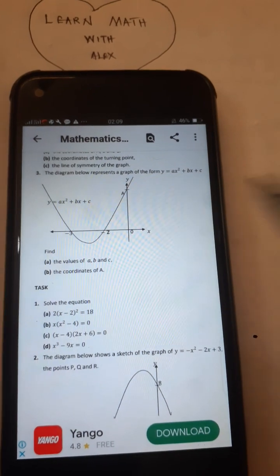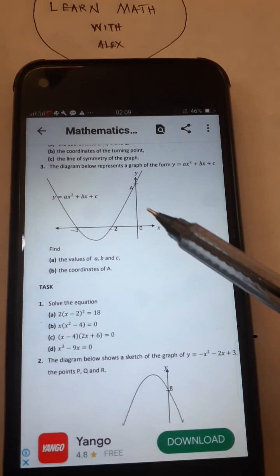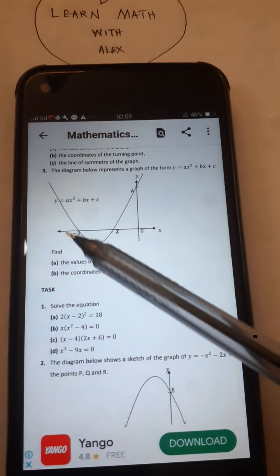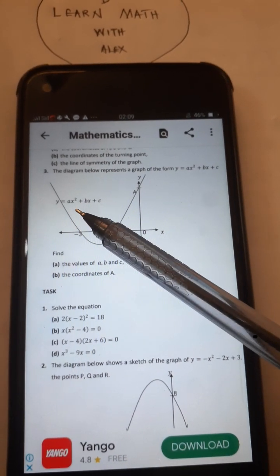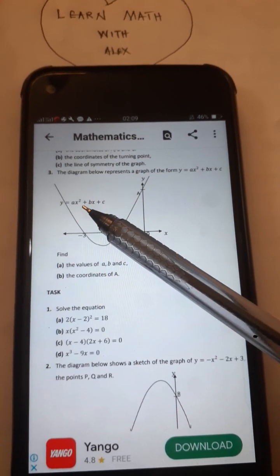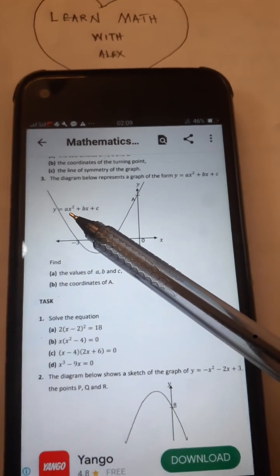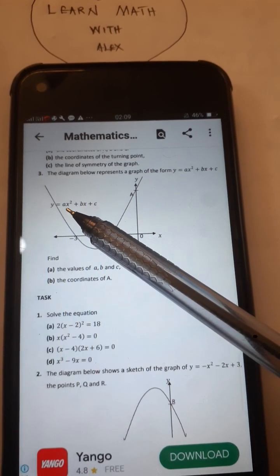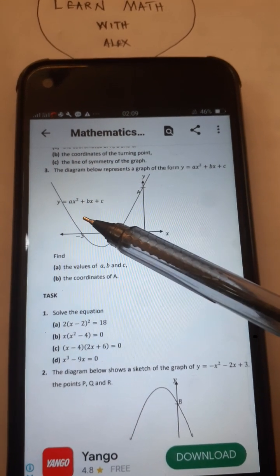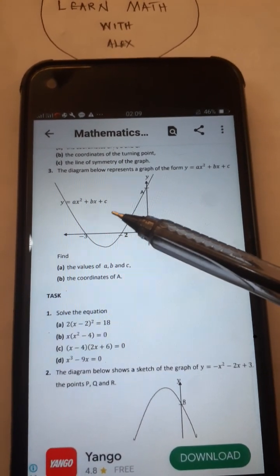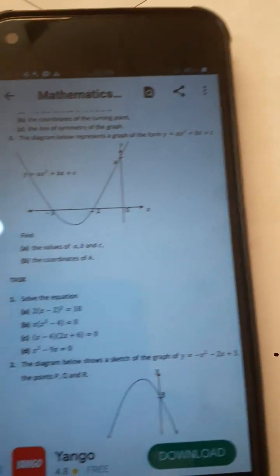So this is the graph of the quadratic function. As you can see, this graph has a minimum. When the parabola opens upward, it means it has a minimum, so the value of a is greater than 0, because the value of a determines whether it's maximum or minimum. When the value of a is less than 0, it is a maximum and faces downward. When a is greater than 0, it is a minimum.